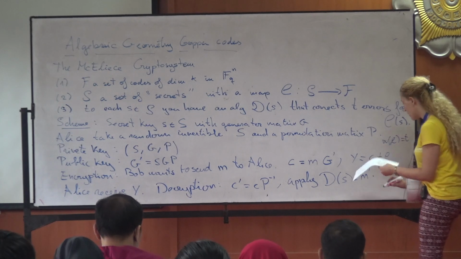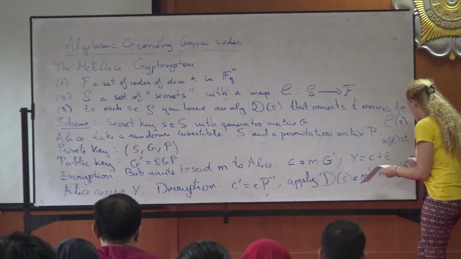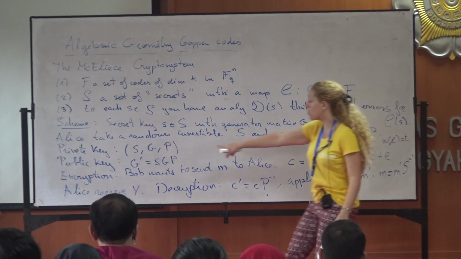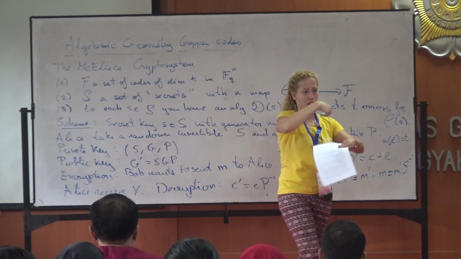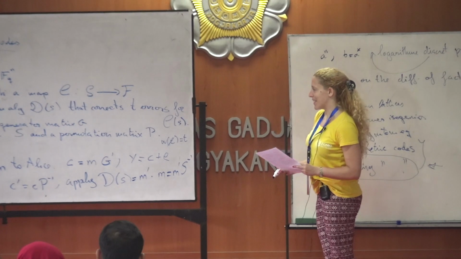And now finally, she computes M equal to M prime S minus 1. This is just a change of basis, okay? Because remember that multiplying by S is like we consider another basis of the code. So this is the algorithm.